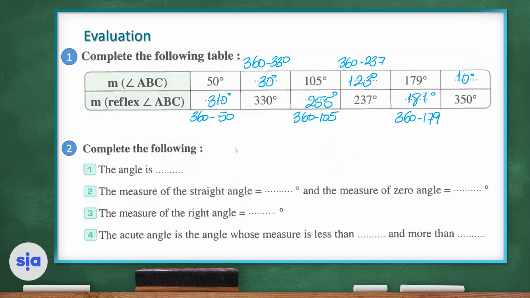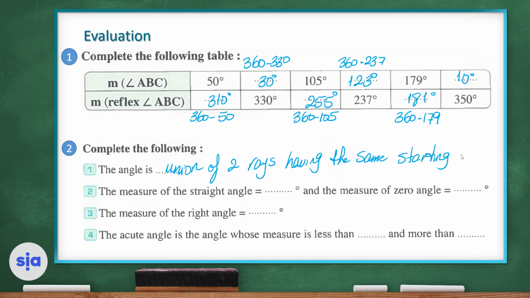Question 2, complete each of the following. The angle is the union of two rays having the same starting point. The measure of the straight angle is 180 degrees and the measure of the zero angle is 0 degrees. The measure of the right angle is 90 degrees and the acute angle is the angle whose measure is less than 90 degrees and more than 0 degrees.